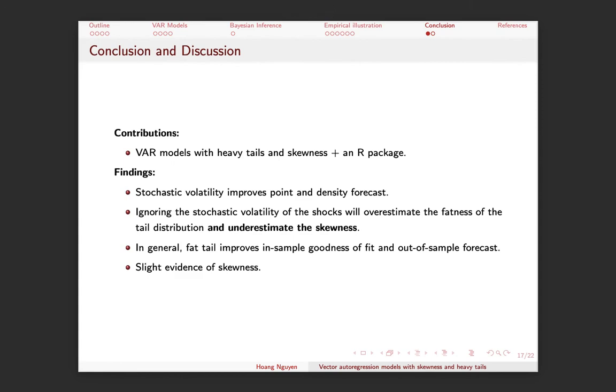So for the conclusion, here we have proposed VAR models with heavy tail and skewness. We also have an R package, so you can easily replicate that. Our finding is that stochastic volatility really improves point and density forecast. However, if we have stochastic volatility in the models, the skewness parameters also become more important. And fat tail also helps to improve in-sample goodness of fit and also out-of-sample forecast, even though we find very slight evidence of skewness in this case. So thank you.